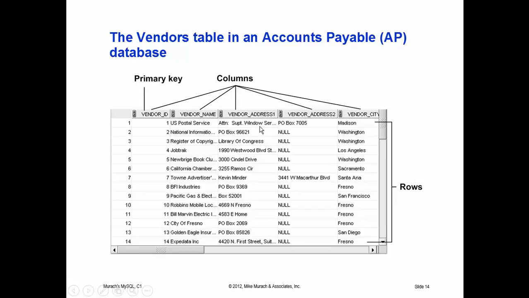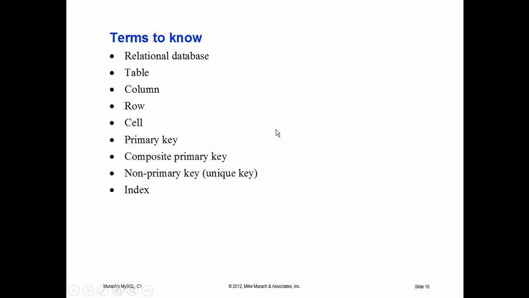Postal Service here has a second address, a P.O. box. But if you look at the National Information one, it's got a P.O. box, and there isn't a second address. So null means the absence of a value. There literally is nothing there.